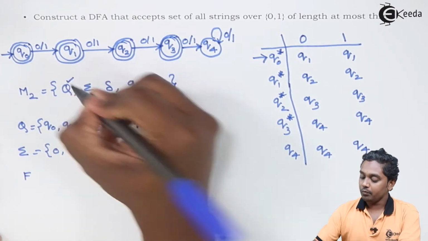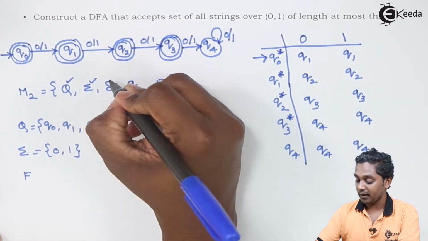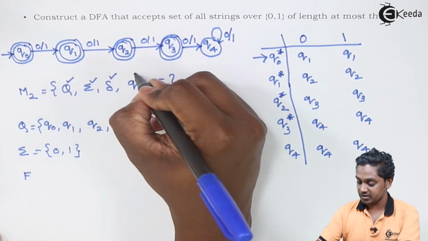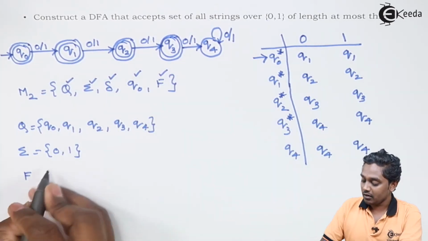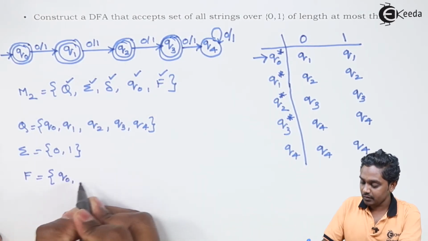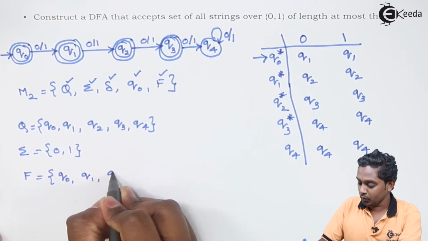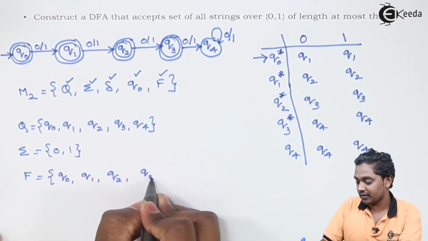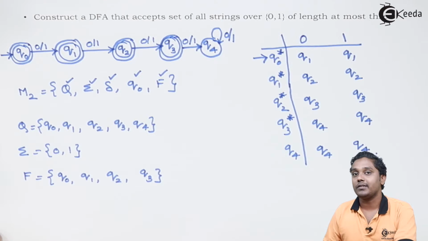We have defined Q, we have defined sigma, we have defined delta. We know that Q0 is the initial state. Let's see the final states. Which are the final states? Out of the given states, Q0 is a final state, Q1 is a final state, Q2 is a final state, Q3 is a final state, Q4 is not a final state.